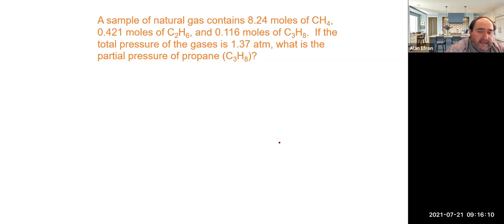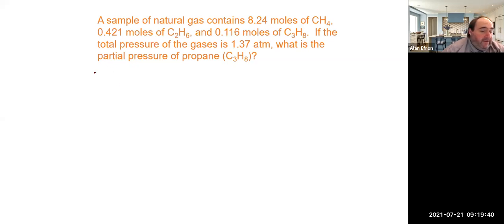A sample gas contains 8.24 moles of methane, 0.421 moles of ethane, and 0.116 moles of propane, which is C3H8. If the total pressure of the gases is 1.37 atmospheres, what is the partial pressure of propane in this case? So take a couple minutes, see what you come up with. Yeah, let's take a look at this one.